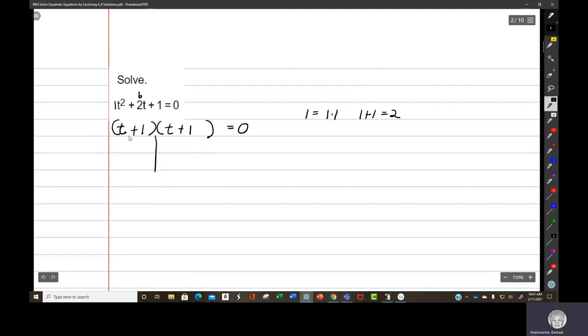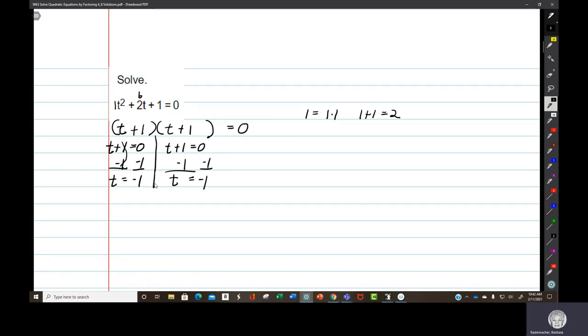Draw my line, set each of these binomial factors equal to 0. Yes, I do see that they're exactly alike. So there's really only a need for me to solve one of them since they're exactly alike. But I'm going to do both just so you can see. I have such trouble when there are ones there zeroing out. Okay, t equals negative 1 and minus 1 minus 1. Again, we're going to have t equals negative 1. This is one of those cases in which you only have one solution.